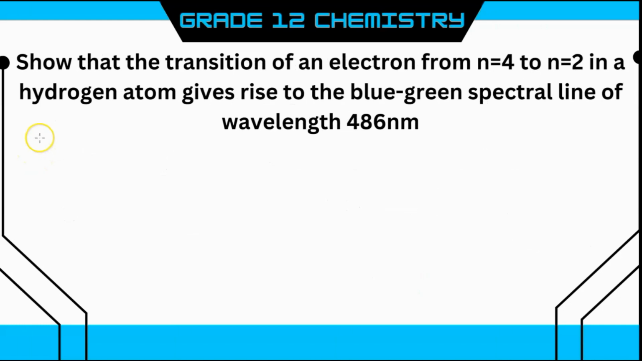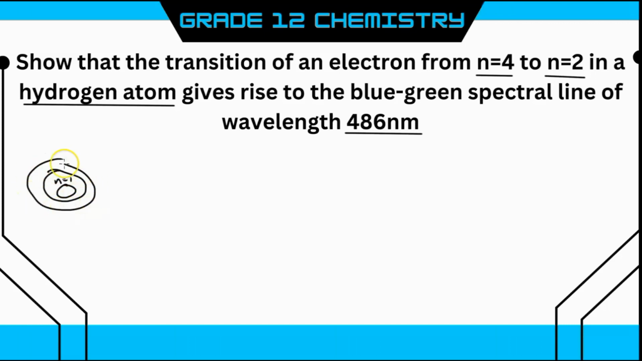Alright, in our second example, we have to show that the transition of an electron from energy level n equals 4 to n equals 2 in a hydrogen atom gives rise to the blue-green spectral line of wavelength 486 nanometers. So what we have is our electron. Here's n equals 1, 2, 3, 4. Sorry, I'm not the best artist here. So it's going from 4 down to 2.